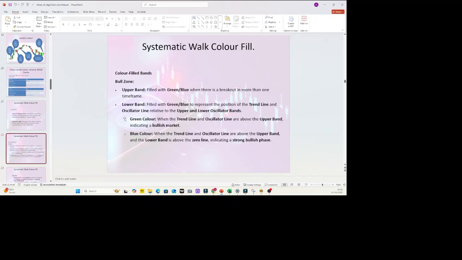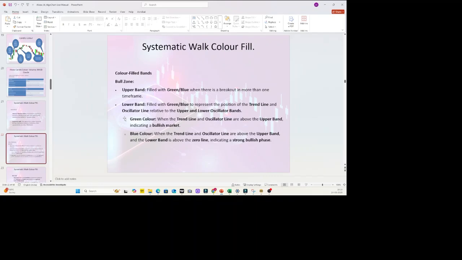So in the bullish case, there are two bands. One is the upper band filled and there is a lower band filled. The lower band is filled again with green or blue, to represent the position of the trend line and oscillator line relative to the upper and lower oscillator bands. This relates to the oscillator, which we'll discuss in the oscillator phase, but we should also discuss here why the color is so.